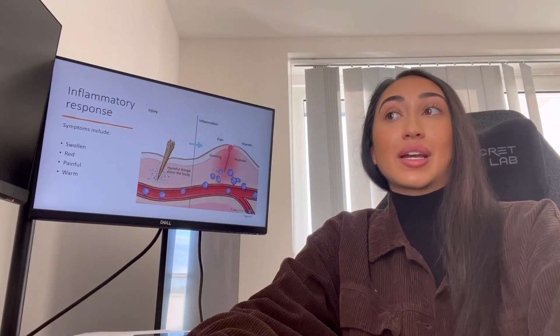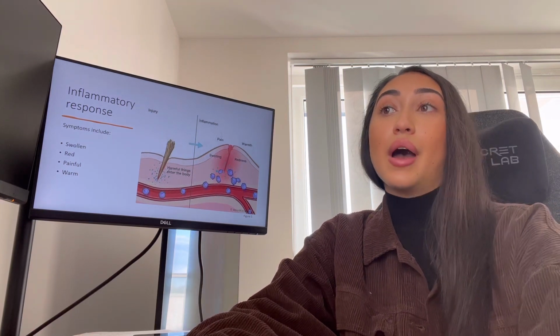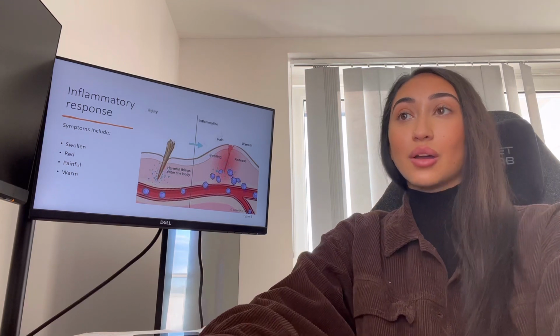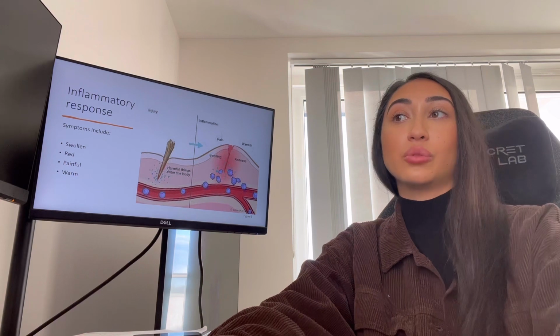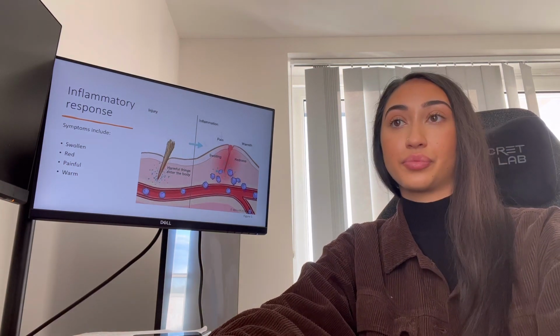Inflammation, being one of our second lines of defense, is very important for the prevention of damage to the area and promoting the healing process. Often inflammation can appear red, swollen, warm, and painful due to the increase of blood flow and proteins at the site of infection.